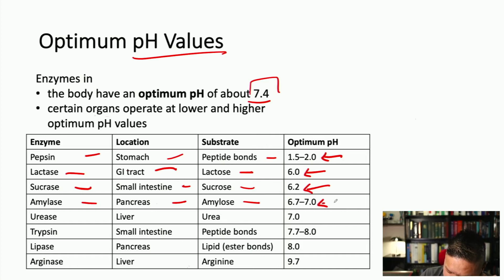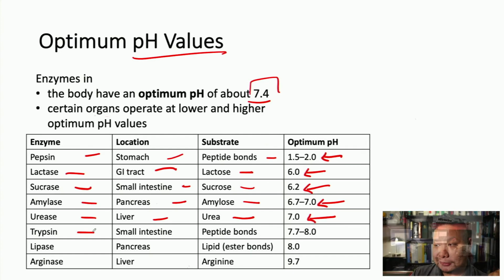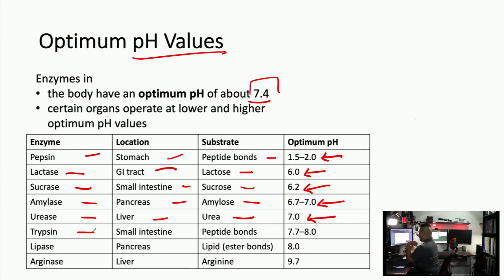It's getting close to neutral pH. Urease in the liver, its substrate is urea, is close to physiological pH. Now we're getting a little bit more basic. Remember I said as you go further into your small intestine, it becomes more basic. So trypsin breaks peptide bonds, which is basically breaking down the proteins you eat into amino acids, right? Like your steak. The muscles that you eat from the steak, right?